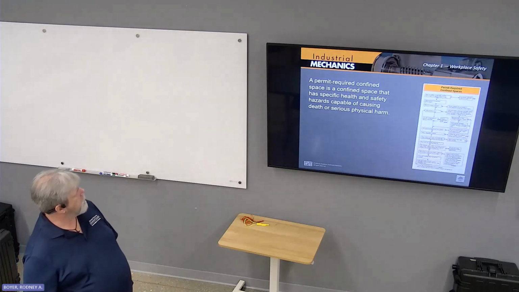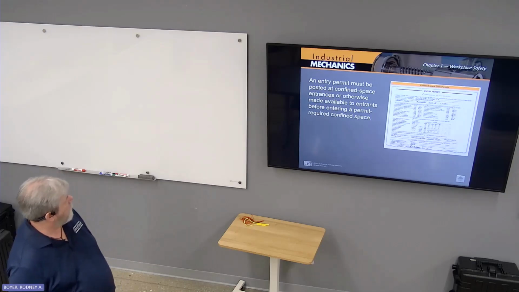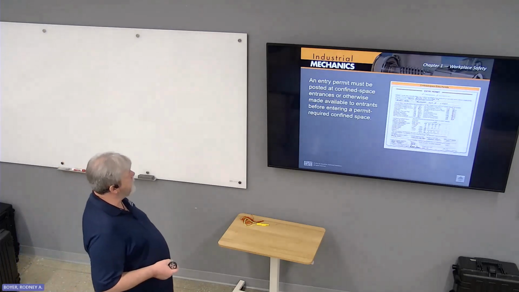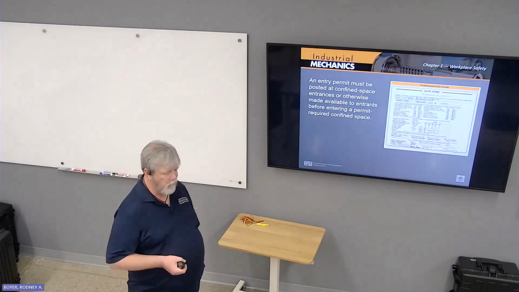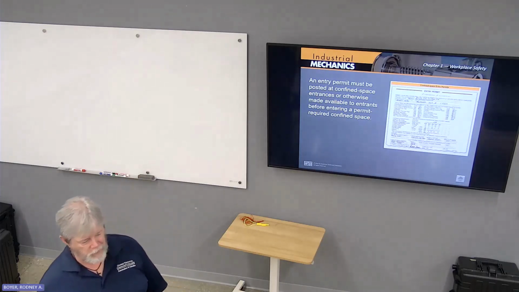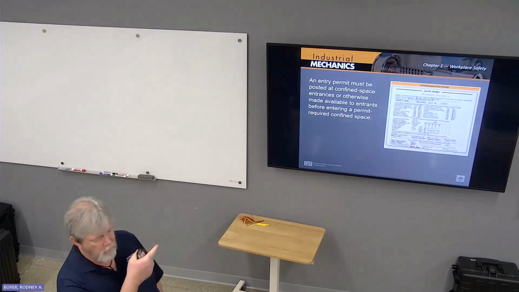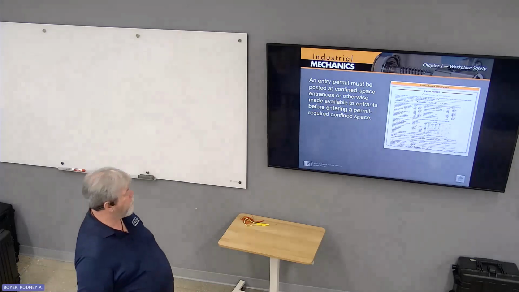Permit required confined space is any confined space that has specific health and safety hazards capable of causing death and or serious physical harm. And an entry permit must be posted at confined space entrances or otherwise made available to entrants before entering a permit required confined space. If it is a permit required confined space, you will find that entry permit posted at every entrance. OSHA says so. Okay.